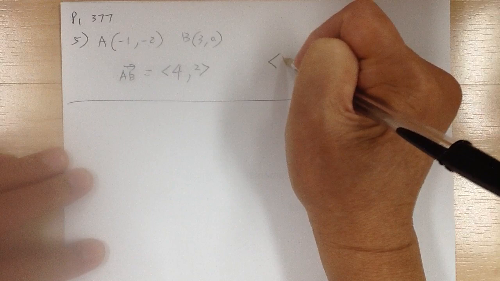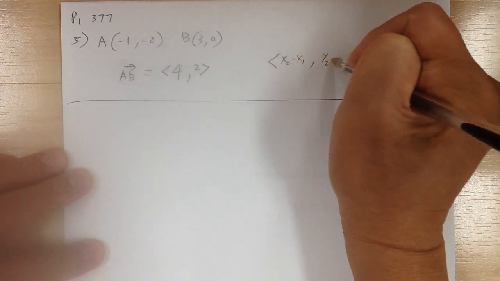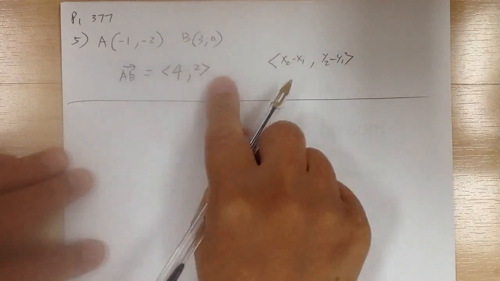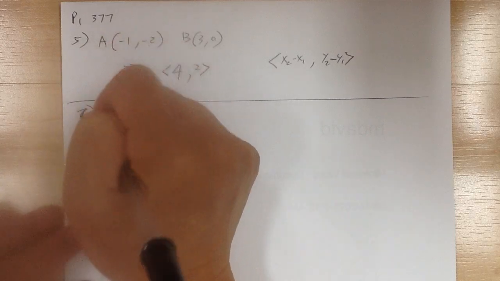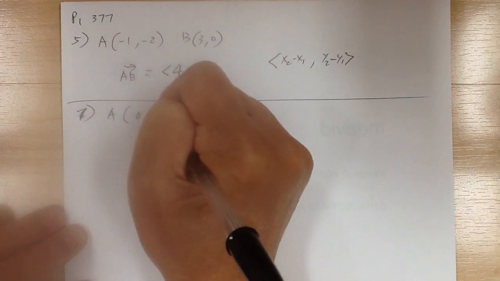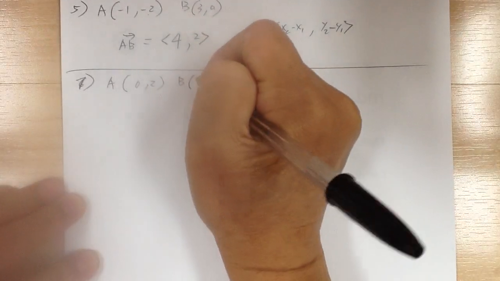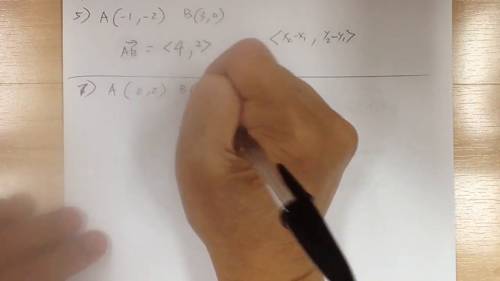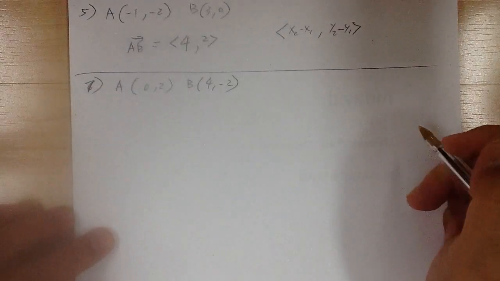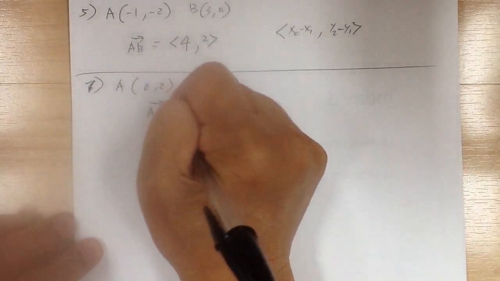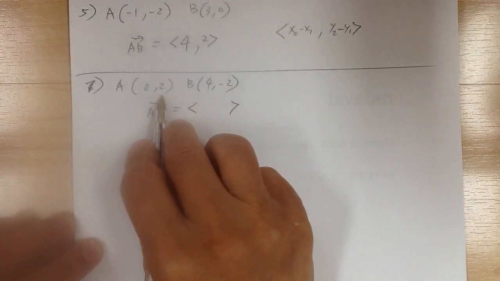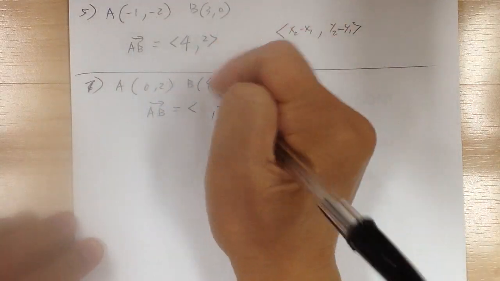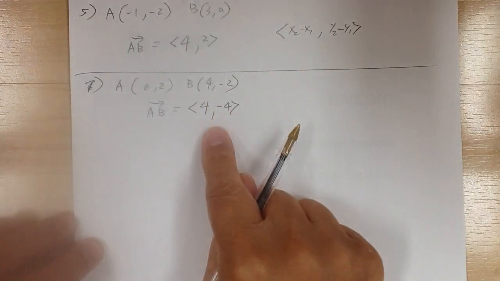Okay, so basically you're going to have the x2 minus x1, and you got y2 minus y1. Okay, so basically that's where it came from. Okay, number 7. A is 0, 2. B is 4, -2. Okay, so vector AB is going to be equal to, use the end minus the beginning. So -2 minus 2 will give you -4. 4 minus 0 will give you 4. Okay, and that's it.